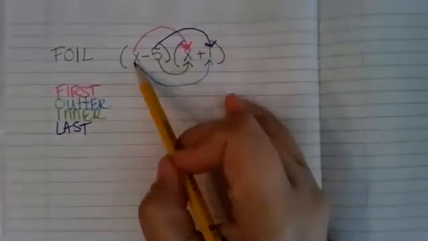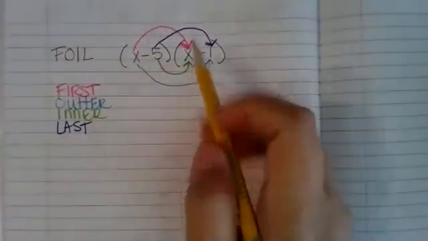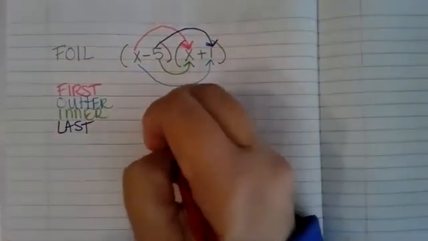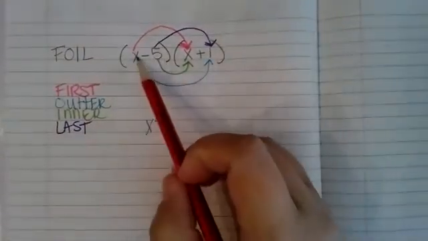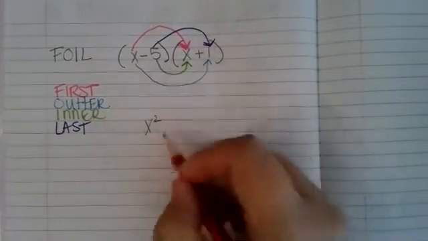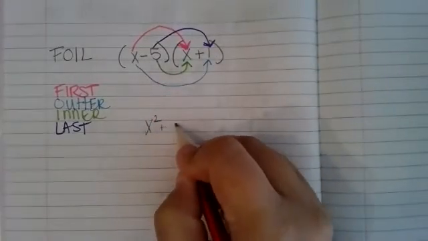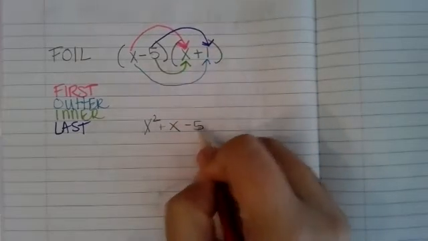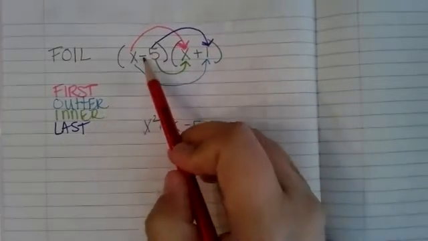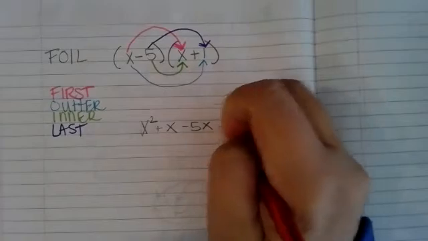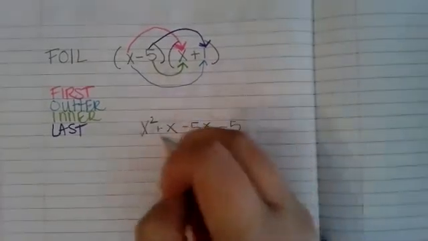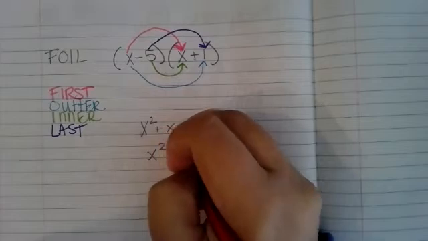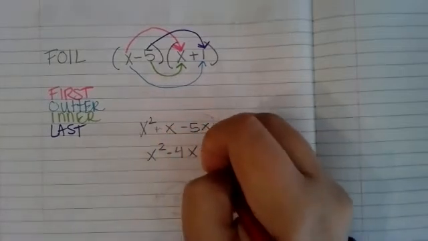So first term times first term. That's x times x, which makes x squared. Outer, x times 1, which makes x. Inner, negative 5 times x makes negative 5x. My last, negative 5 times negative 1 makes negative 5. These are like terms, so x squared minus 4x minus 5.